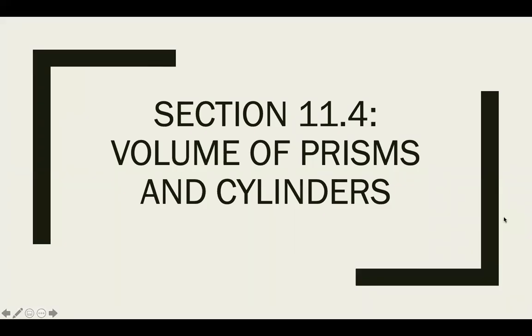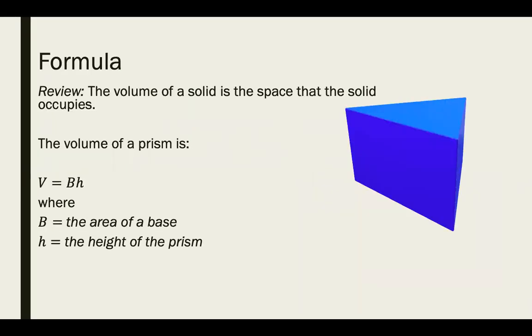All right, it is time to start learning about how to find the volume of different solids that we've been talking about during this unit. So for this video, we're going to look at the formulas for prisms and for cylinders. Just to review, the volume of a solid is just the space that the solid occupies. So it's a three-dimensional measurement of how much space something takes up.